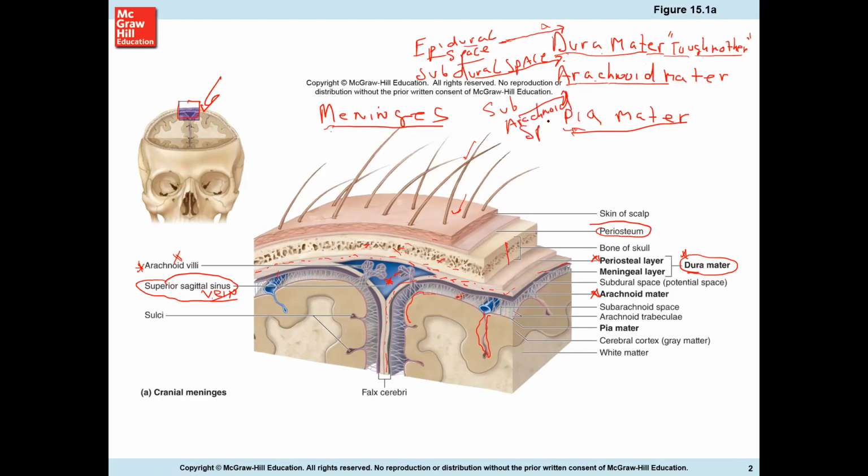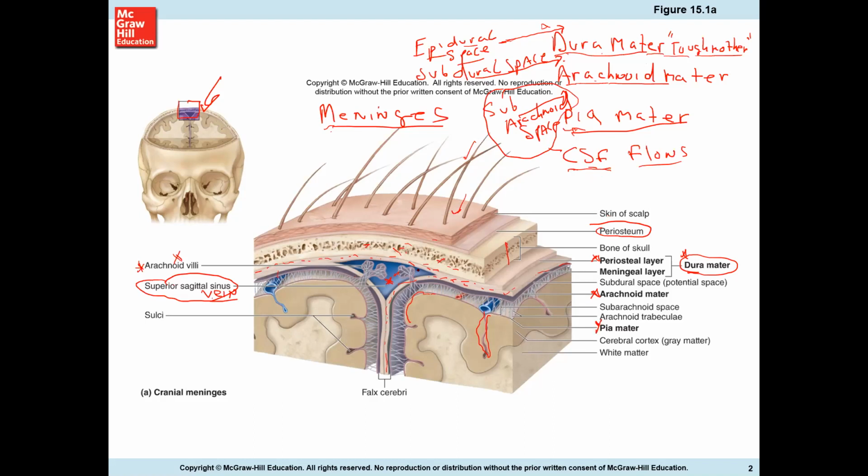Now, the subarachnoid space is important for one thing. The subarachnoid space is where some of the CSF, cerebrospinal fluid, flows. Some of it, because you're going to find out that cerebrospinal fluid is housed in these containers or spaces within the brain called the ventricles. So here's the pia mater. You can see that there.